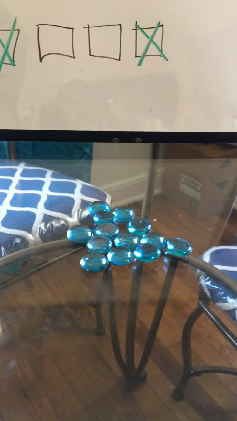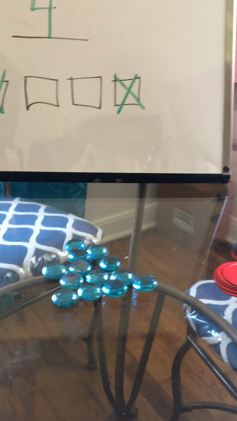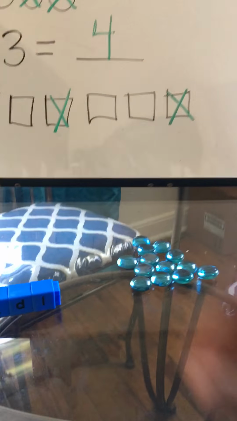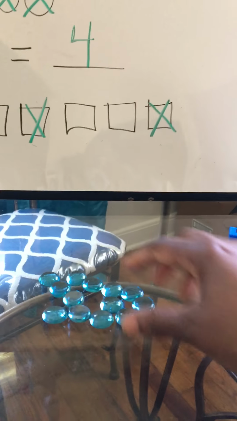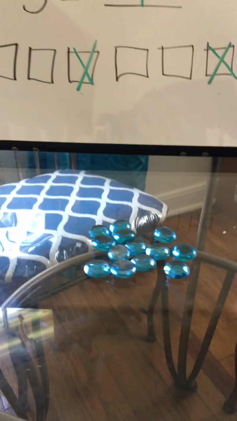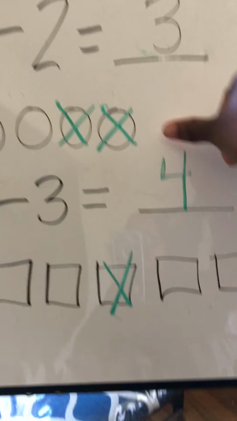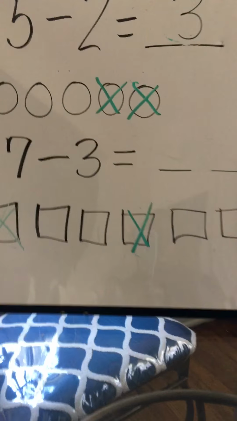I also have on the table, because I know you guys are at home and you don't have cubes, that type of thing maybe at the house, so you can pull together whatever you have. You can use whatever you have to subtract with. So I found some cute little marbles. So I'm going to use this same number sentence, 7 minus 3. So I need to count 7.